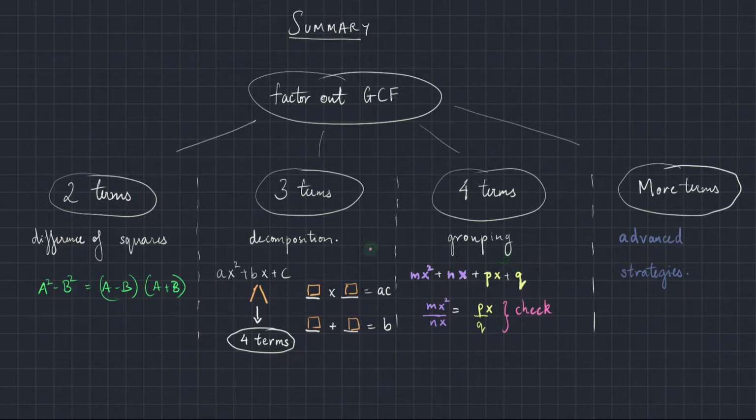Next, we learned how to factor 3-term expressions, also known as trinomials. The strategy for trinomials is to break down a 3-term expression to a 4-term expression, which can then be factored by grouping. The nifty trick here was to figure out 2 numbers that multiply to a times c and add to b. And finally, the last strategy we learned was the difference of squares strategy for 2-term binomial expressions.